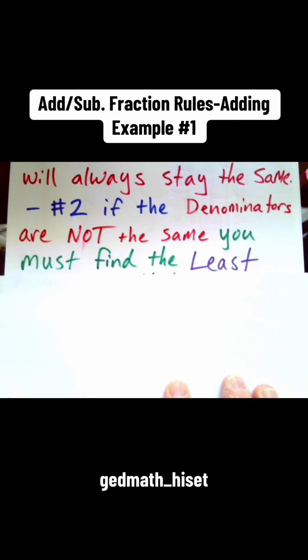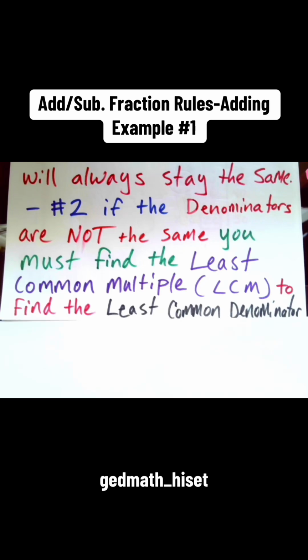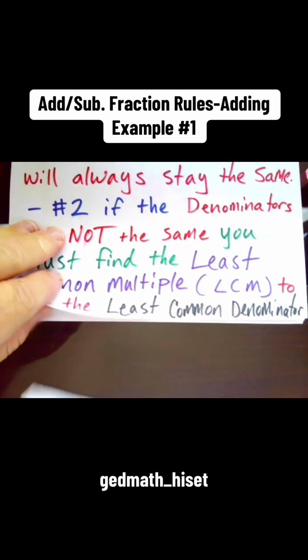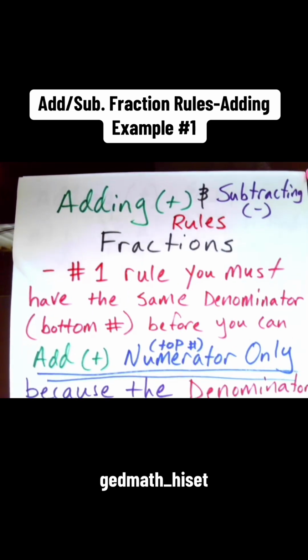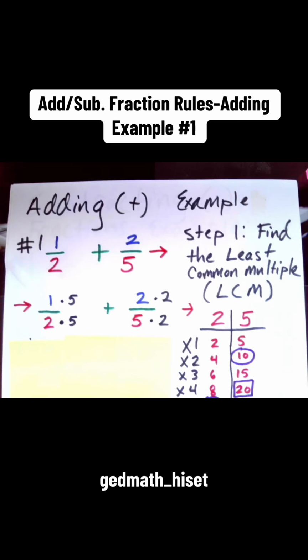So rule number two is, if you do not have denominators that are exactly the same, then you need to manipulate, and you need to find the least common multiple in order to manipulate the denominators so they can be the same. And I'll show you an example of that here in a moment. We will use that least common multiple to manipulate and find the least common denominator. So here in our first example, I would like to show you adding 1/2 plus 2/5.